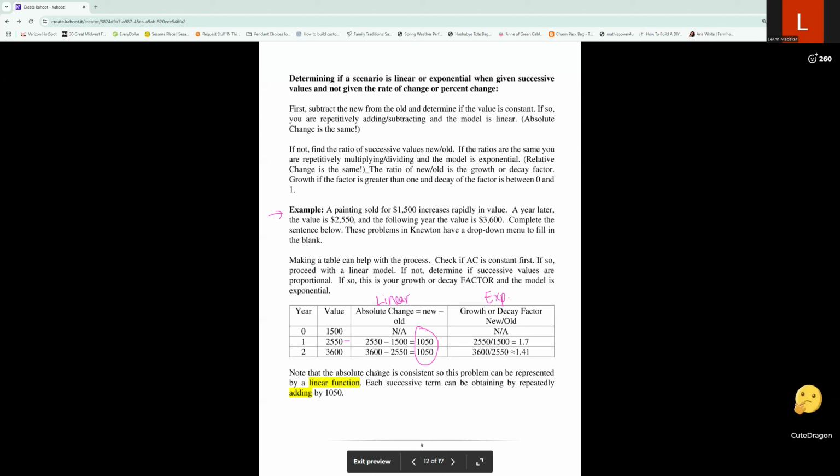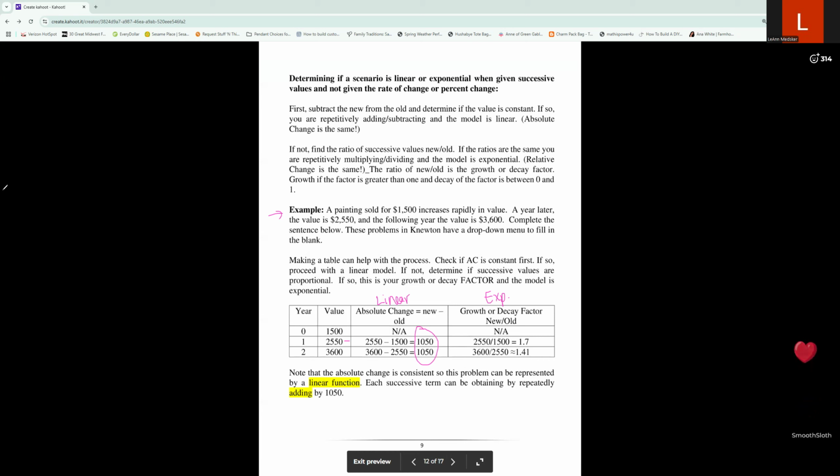So note that I wrote the absolute change is consistent. So the problem can be written by a linear function. That would be your drop-down menu. Each successive term can be obtained by repeatedly... Now, when it's linear, you're either going to be adding or subtracting that same dollar amount over and over again. If they are an exponential function, the choice here would be multiplying by the same factor over and over again, because you're multiplying when you do exponential because you have that parentheses in the formula, okay?